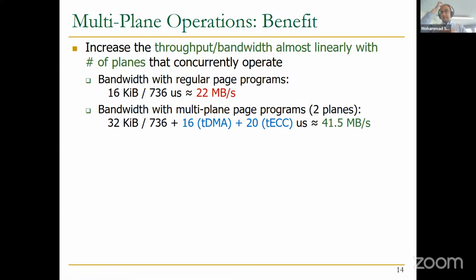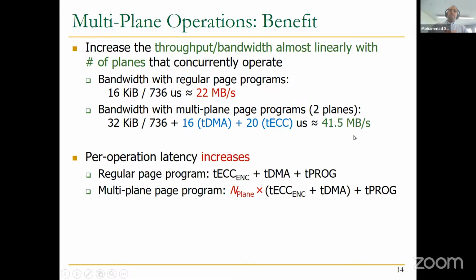Overall, especially for writes and programs, because the program latency is the dominant factor, TDMA and TECC do not really affect the whole throughput much. So in the end, you're going to see a lot of benefit, and as we discussed, almost linear performance. Now with 2-plane operation, we can get to 41.5, for example, megabytes per second of bandwidth. And we can actually get better numbers as well.